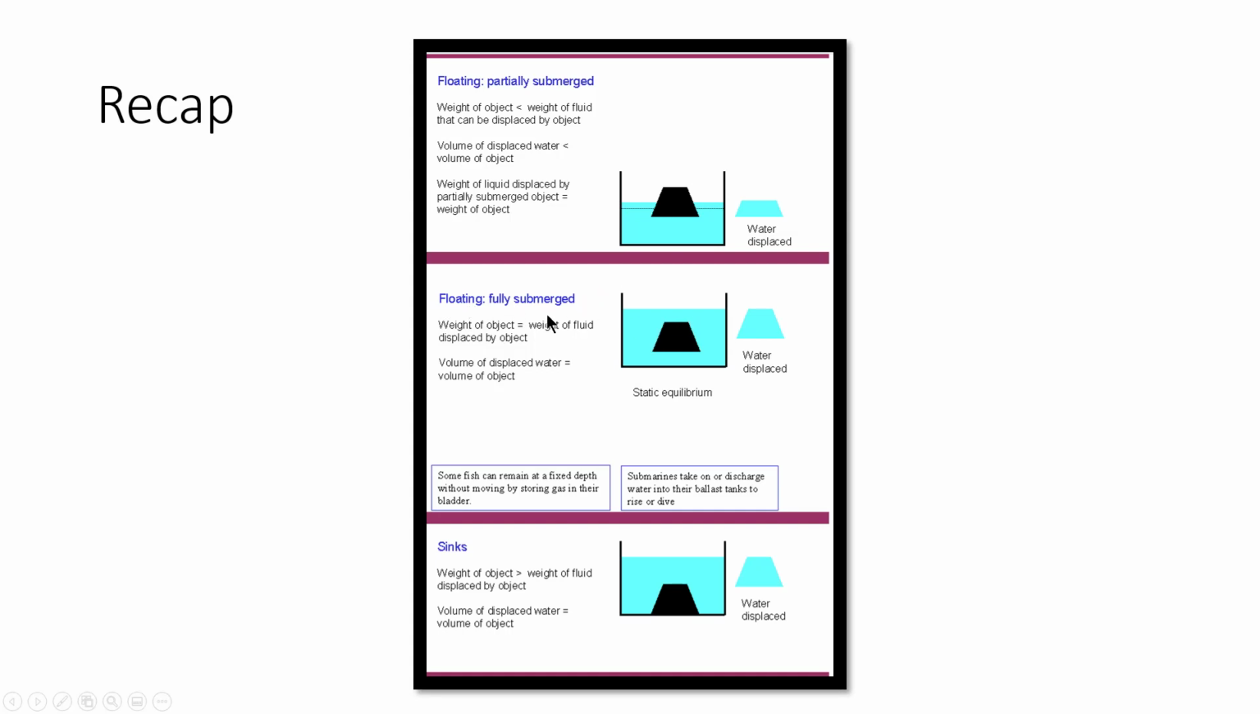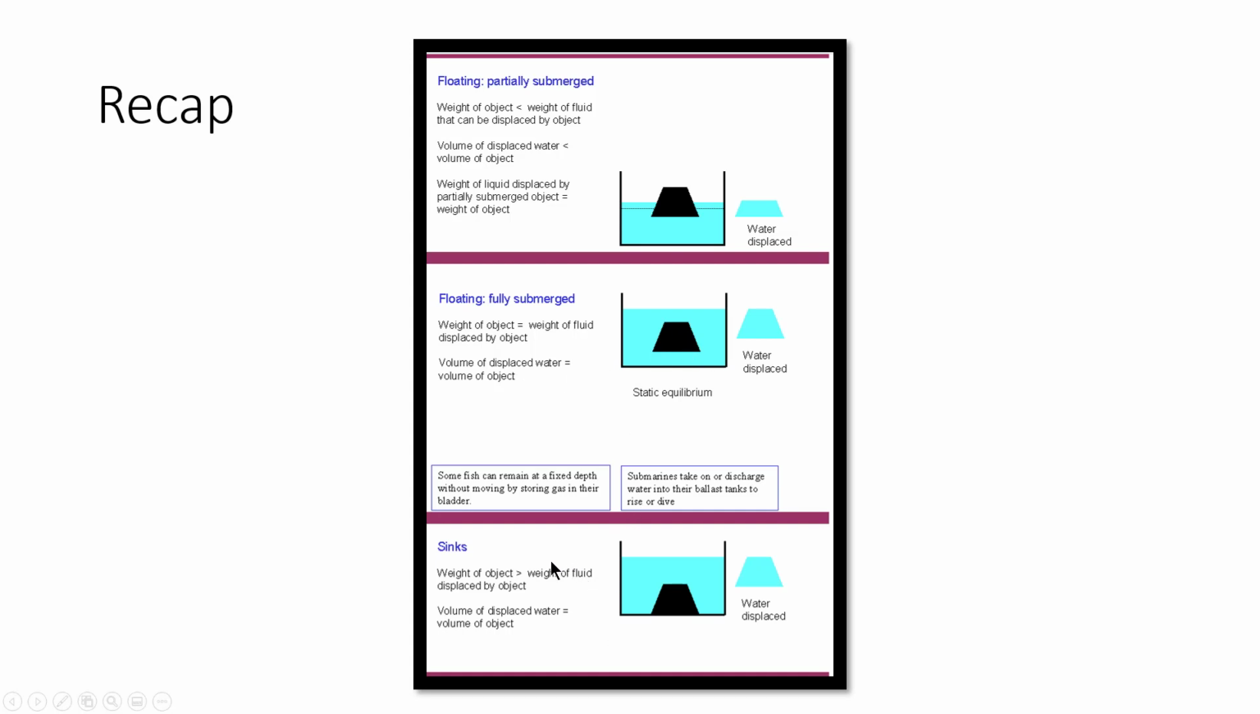For something that is floating and fully submerged, the weight of the object is equal to the weight of the fluid displaced by the object, and the volume of the displaced water is equal to the volume of the object. So the difference here, you notice, is that the weight of the liquid displaced by the partially submerged object is equal to the weight of the object, and the same thing holds here: the weight of the fluid displaced by the object is equal to the weight of the object, but the volume displaced is also equal to the volume of the object.